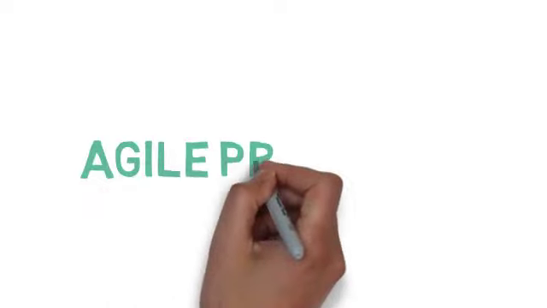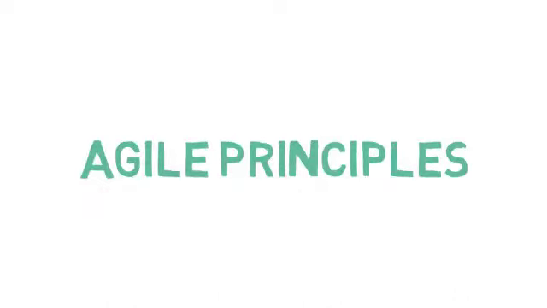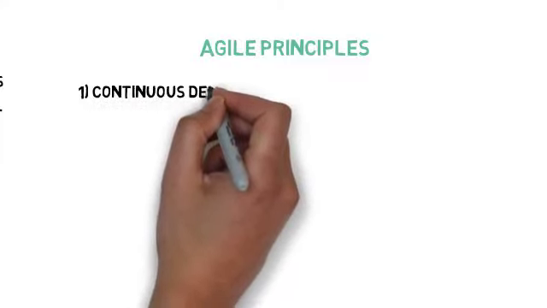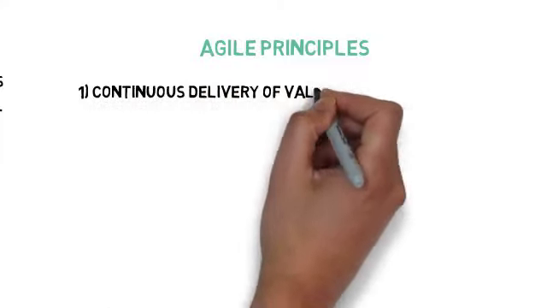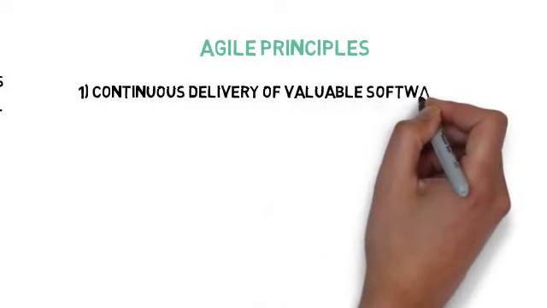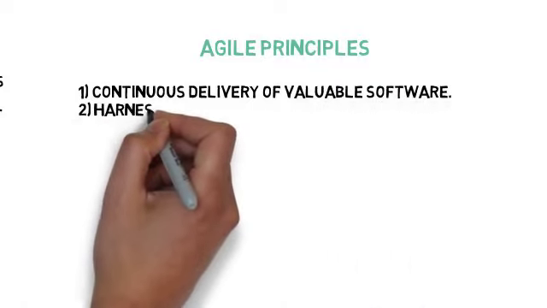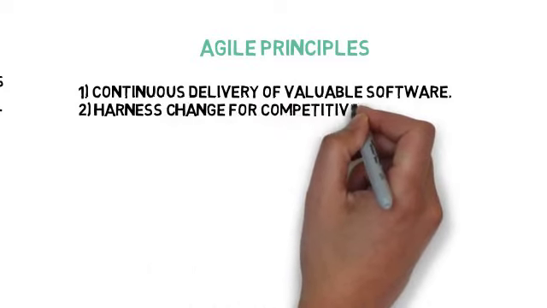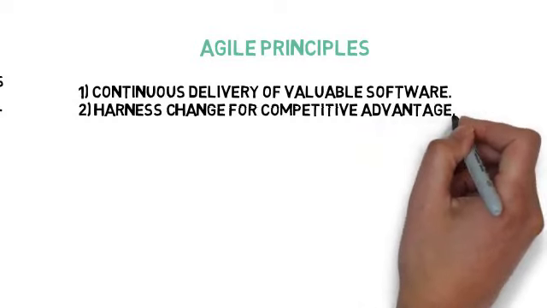Next, there are 12 Agile principles that make up the foundation of Agile. These principles guide teams on how to execute their projects with agility. As a subject matter expert or product owner for this project, you can consider yourself to be the customer featured in the Agile principles. The first principle, our highest priority is to satisfy the customer through early and continuous delivery of valuable software. Second principle, welcome changing requirements, even late in development. Agile processes harness change for the customer's competitive advantage.